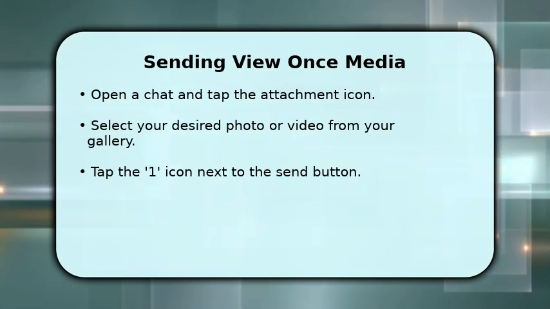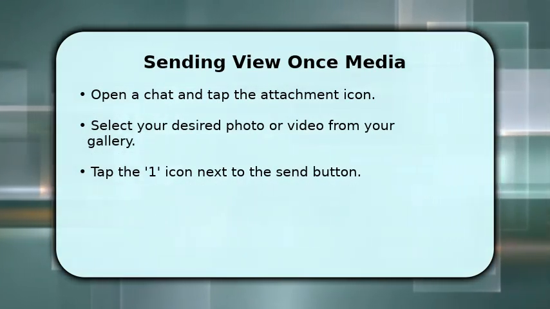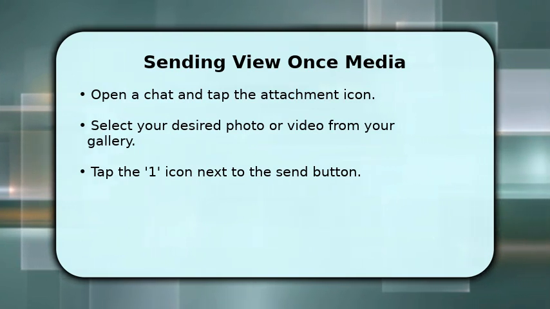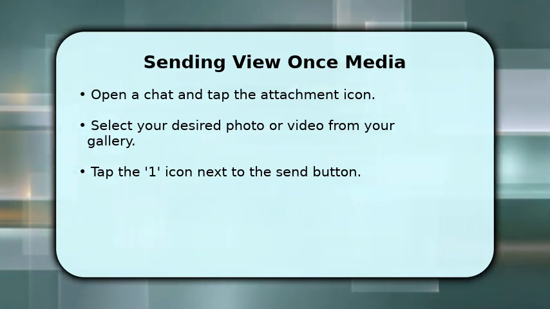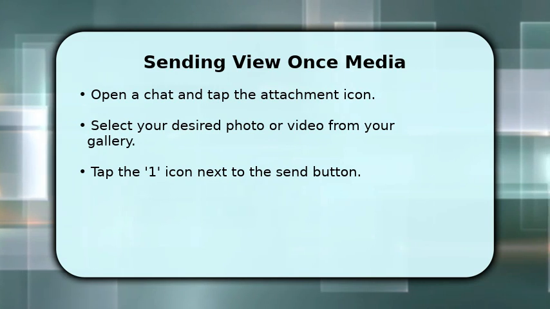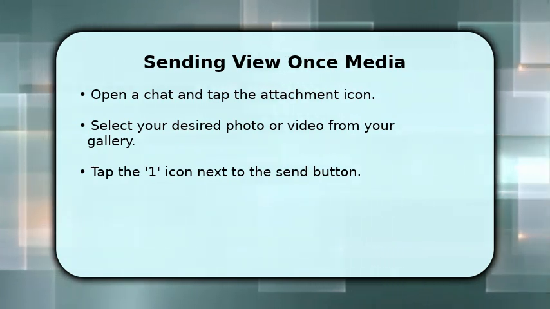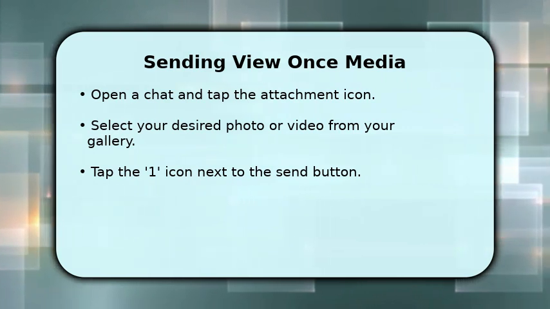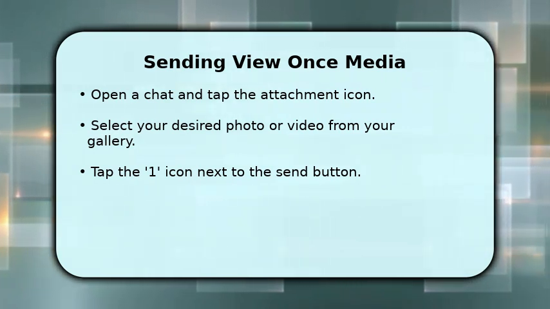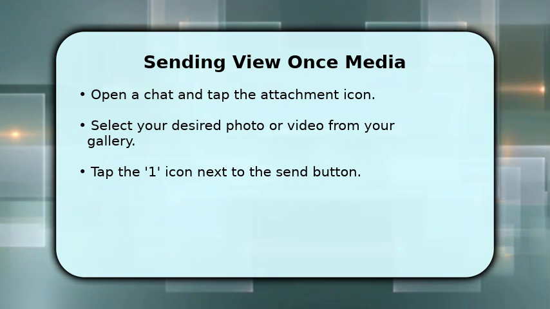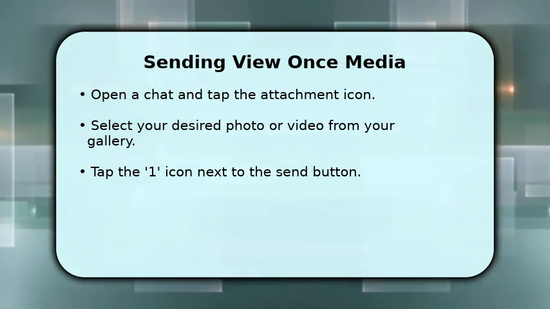To send a view once photo or video, first open any chat in WhatsApp. Tap the attachment icon, which looks like a paperclip, and choose Gallery to select your media. After picking your photo or video, you'll see a small circle with the number 1 inside it, located near the Send button. Tap this 1 icon to enable the View Once setting, then send your media.